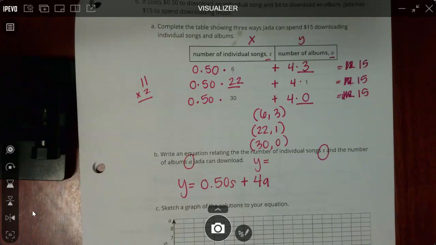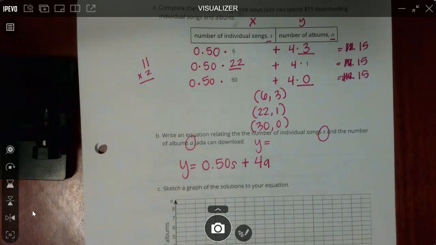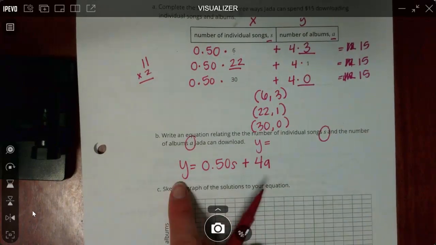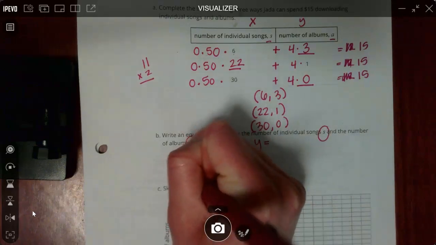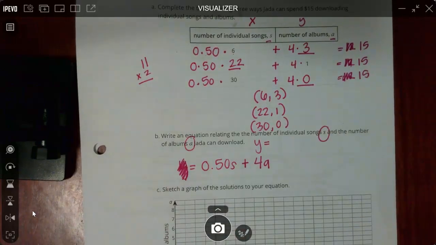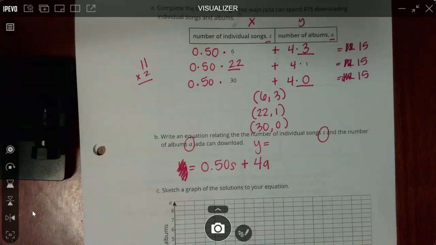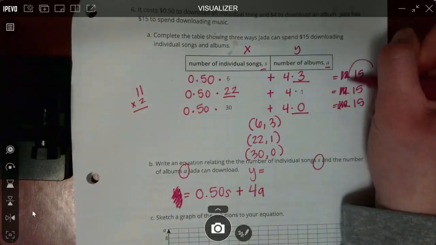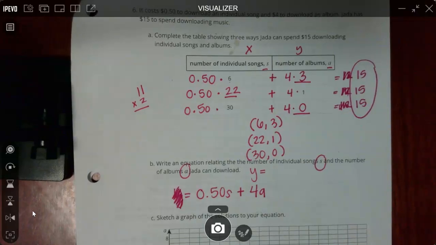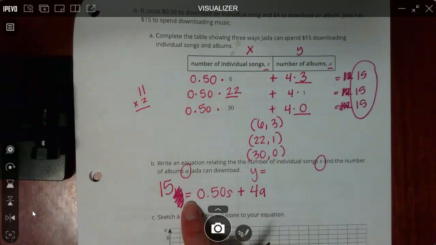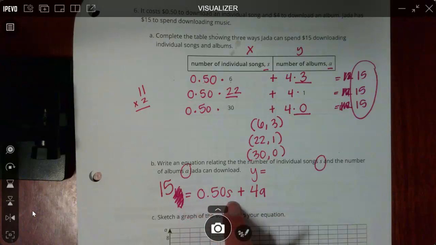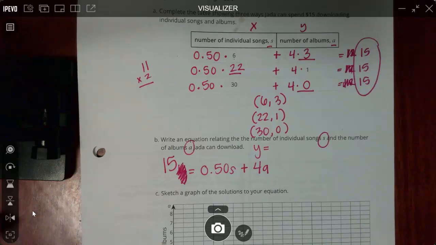Now, there is a problem with the way I wrote this, and I saw this on some of your tests, so I just want to make sure we clarify. I can't use Y because they told me what the total was, right? It doesn't make sense to have 3 different variables. I need my limiter. I know that I can only spend $15. So my equation should be 15 equals 0.50S plus 4A. Okay, that's what you needed to get full credit on that problem.